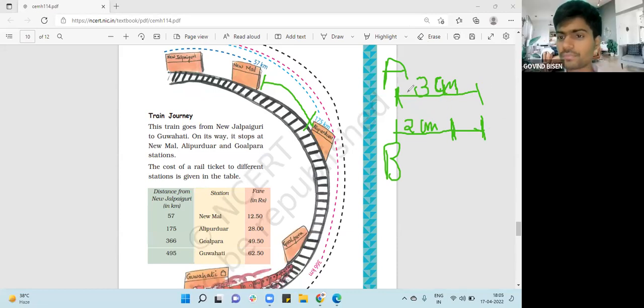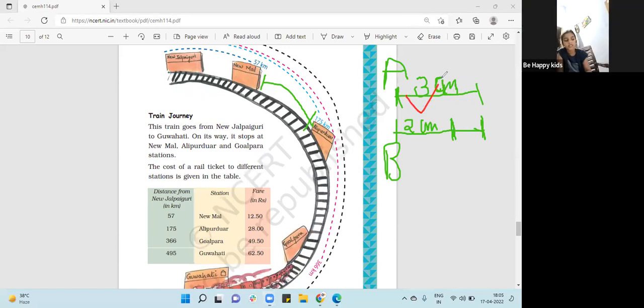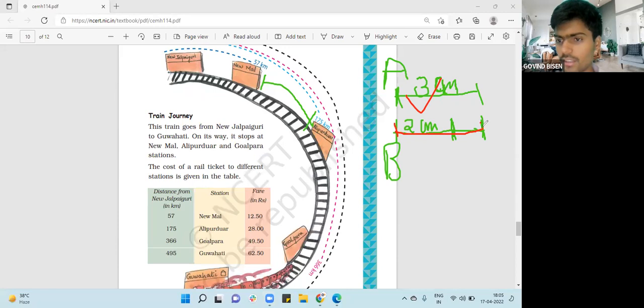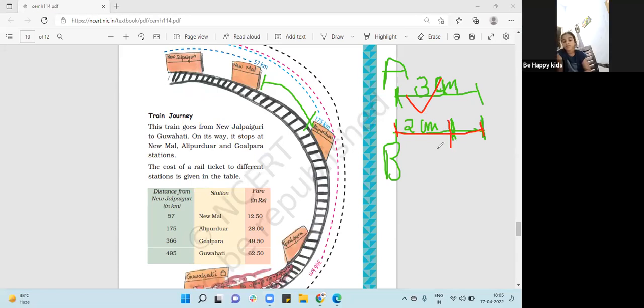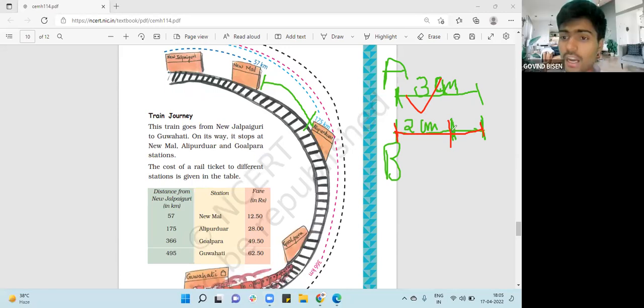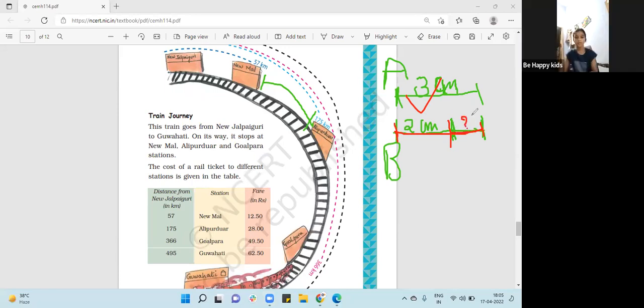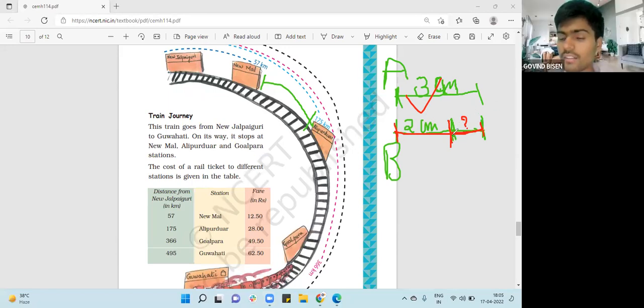Suppose the length of the first line is 3 centimeters, right? And the second line is also the same, 3 centimeters. But I know that till here it is 2 centimeters. I don't know the length of this unit. Can you see the question mark? So can you find the distance of that?